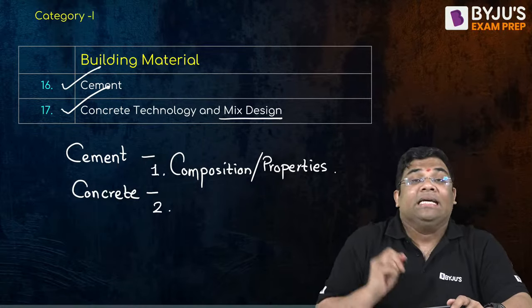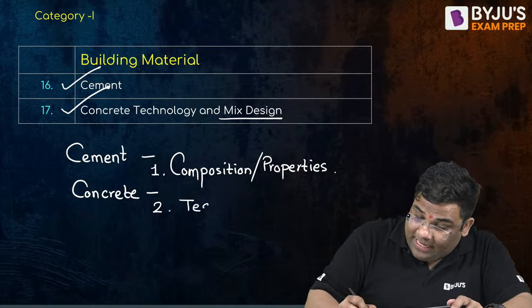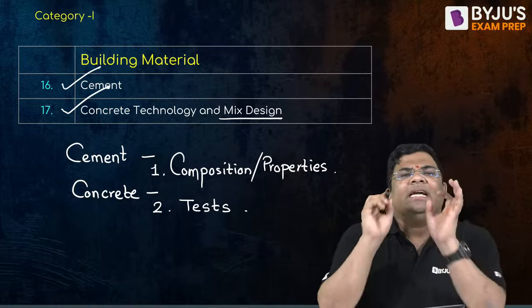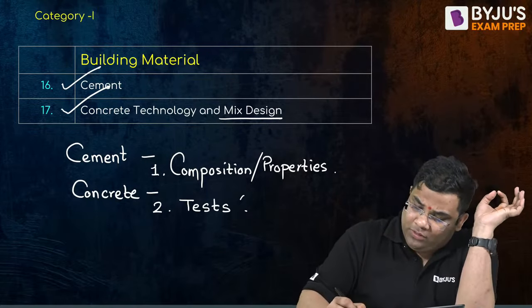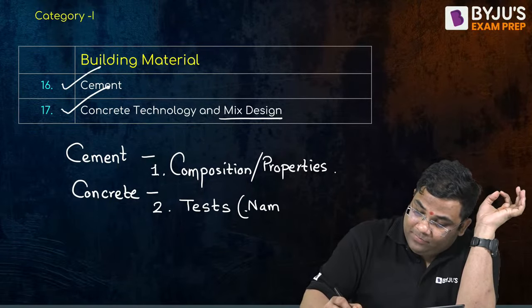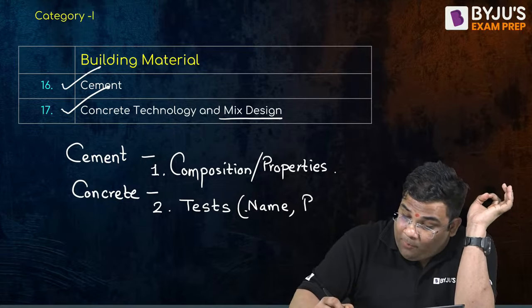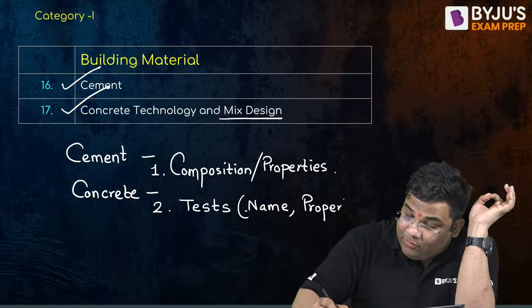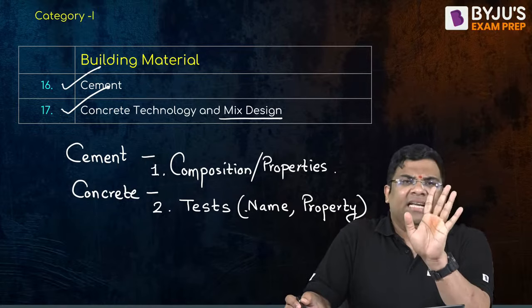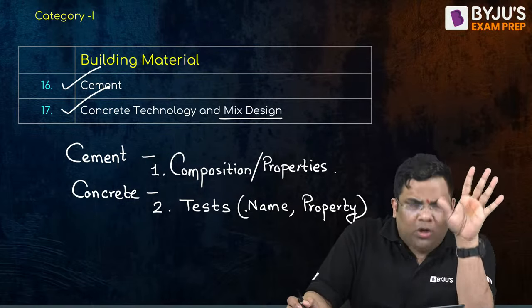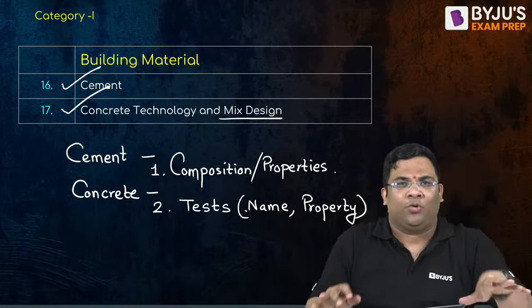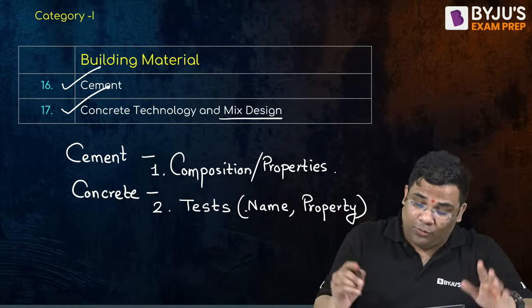Second, you study the tests on cement and concrete, different tests. In different tests, you should only know the name, okay? And then which property is tested by that particular test and some basic details. No need to entirely remember the whole process. You will not be asked to write down a short note. Just basic details you should know, right?